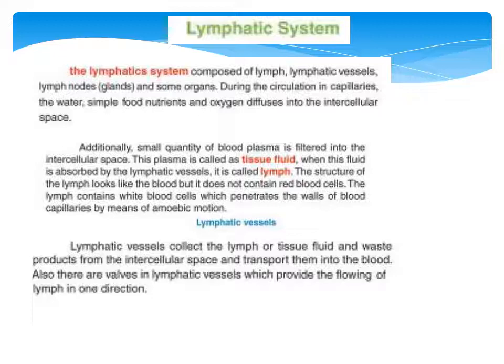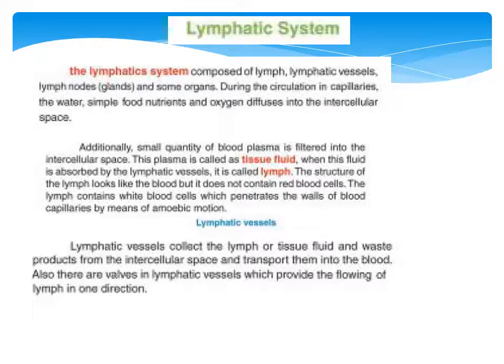This is about the lymphatic system. We say it consists of lymphatic vessels, lymph nodes, lymph, and organs. We start with lymphatic vessels. Lymphatic vessels collect the lymph or tissue fluid and waste products from the intercellular space between cells and transport them into the blood. Also, there are valves in lymphatic vessels. What is the importance of these valves? They provide the flow of lymph in one direction.